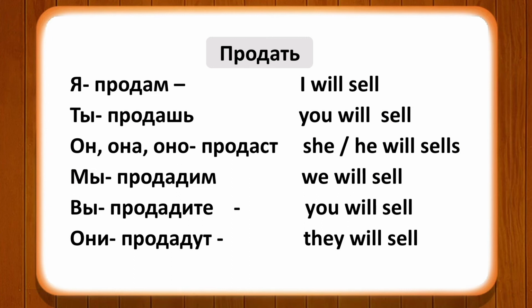Pradach, the perfective form of pradavach, will be conjugated like dach. Ya pradam, I will sell. Ti pradayosh, you will sell. On ana ano pradast, she or he will sell. Mi pradajim, we will sell. Vi pradadiche, you will sell. Ani pradadut, they will sell.